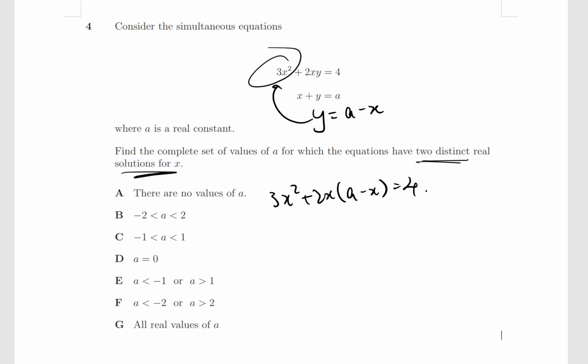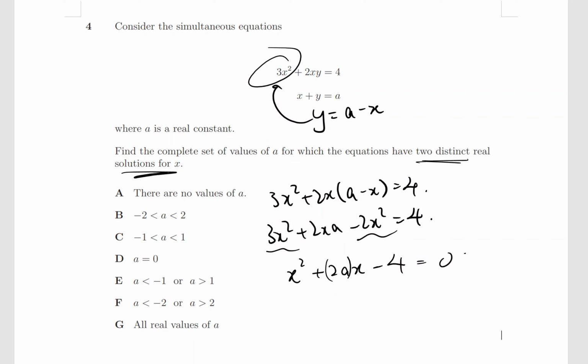All right, and let's do some expanding, shall we? So 3x squared plus 2xa minus 2x squared equals 4. And grouping our like terms, which is the x squared here, 3x squared minus 2x squared, we are left with x squared plus 2ax. Let's write it that way for the sake of the coefficients. And minus 4 equals 0.